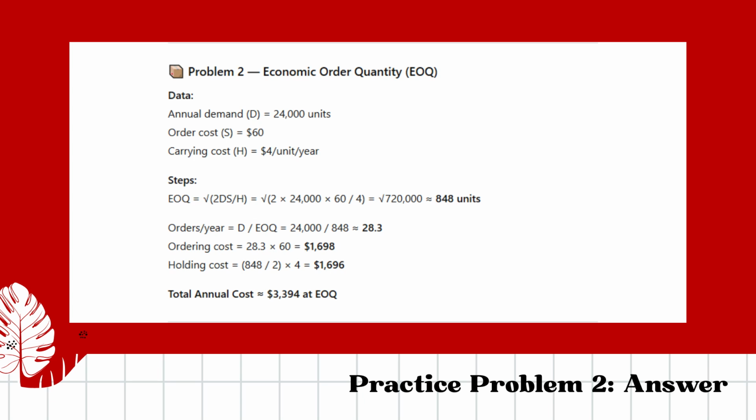Explanation. Problem 2. This is a classic EOQ question. First, we balance two opposite costs, ordering costs and carrying costs. Ordering costs go down when we place larger, less frequent orders, while carrying costs go up because we hold more inventory. The economic order quantity is the point where these two costs are equal. After calculating, we find that the best order size is about 850 units. At that level, the total annual cost, combining ordering and holding, is around $3,400 per year. That's the sweet spot that minimizes total cost.